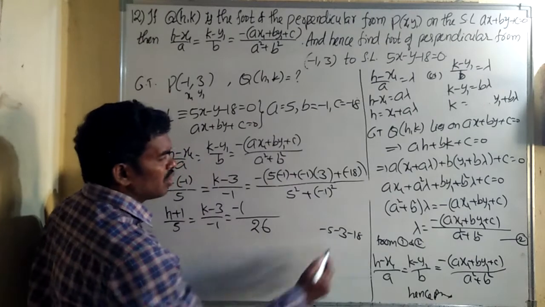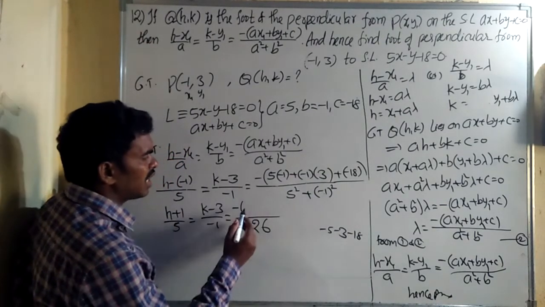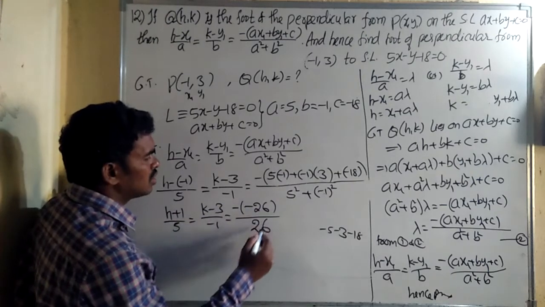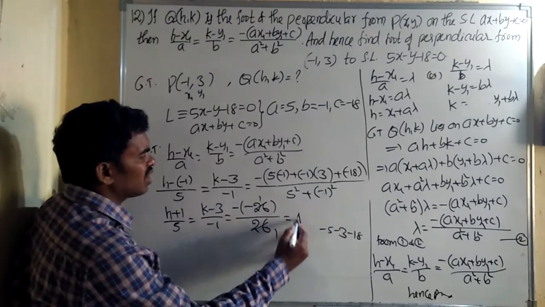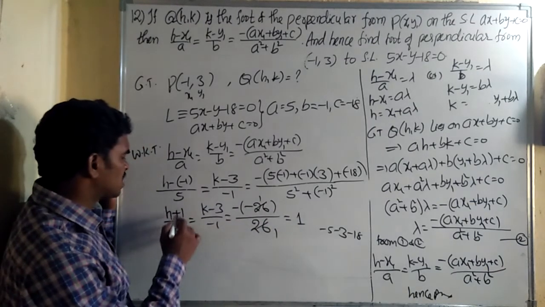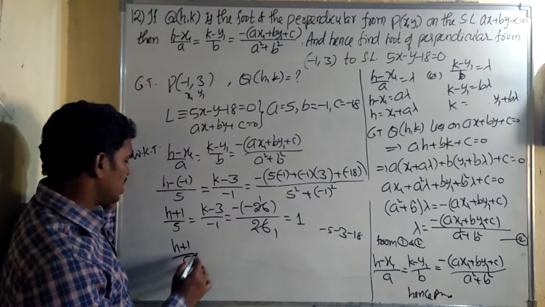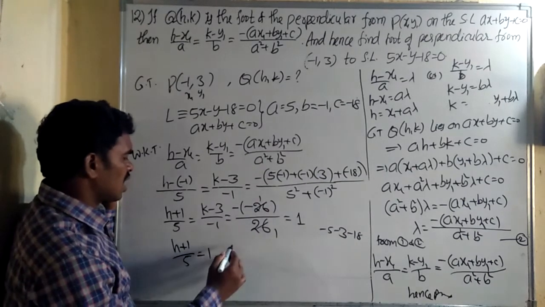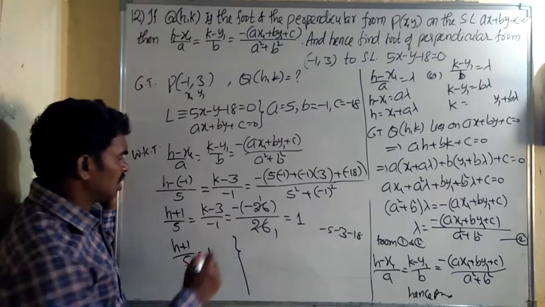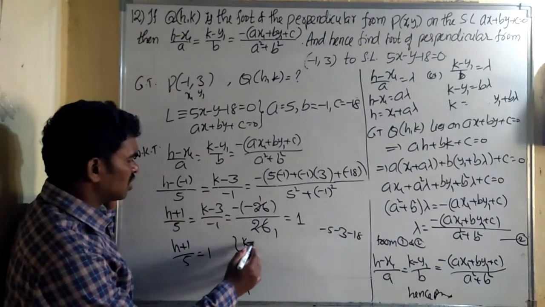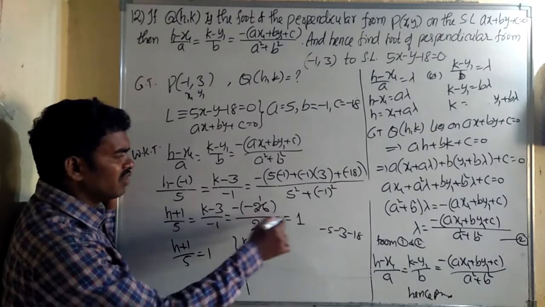So totally how much? All negative terms: minus 5, minus 3, minus 8, minus 26 we get. So 26 by 26 is equal to minus into minus plus 1 we are getting. So (h plus 1) by 5 is equal to k. (h plus 1) by 5 equal to 1, sorry, and (k minus 3) by minus 1 equal to 1. Okay, because of this one value we got it 1.